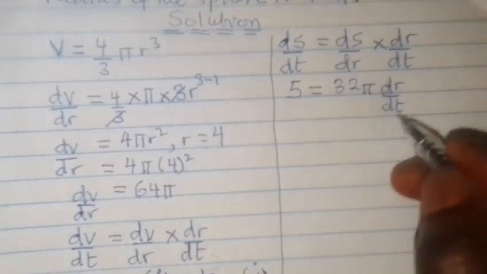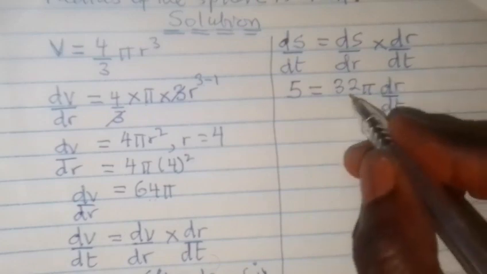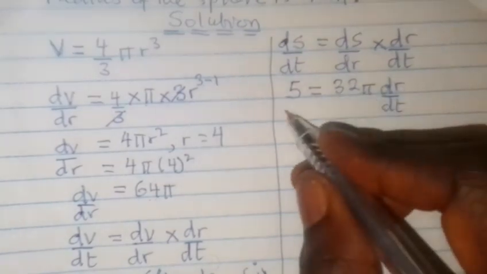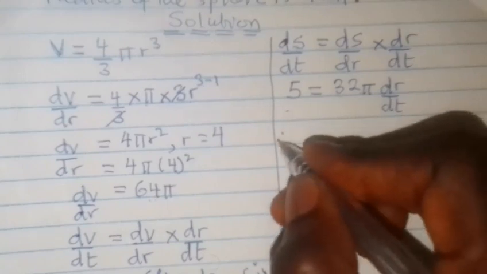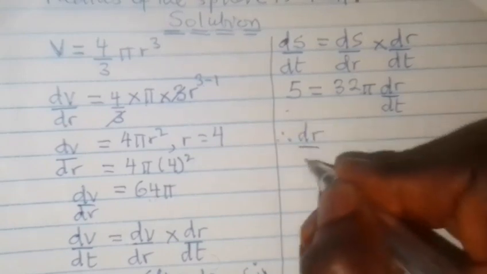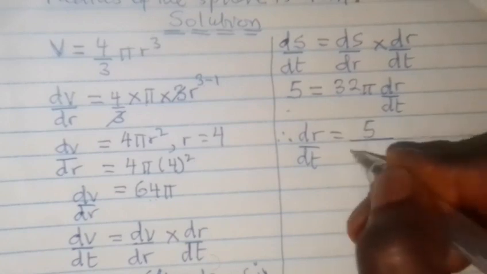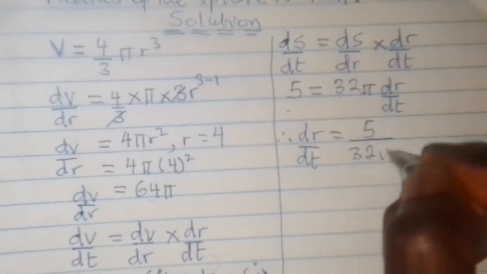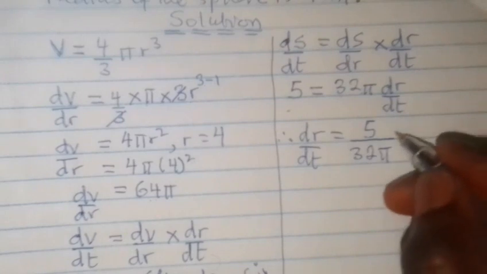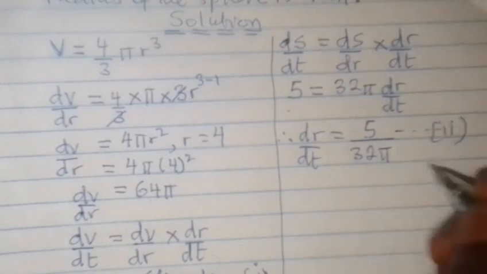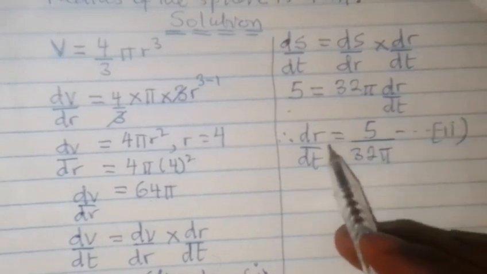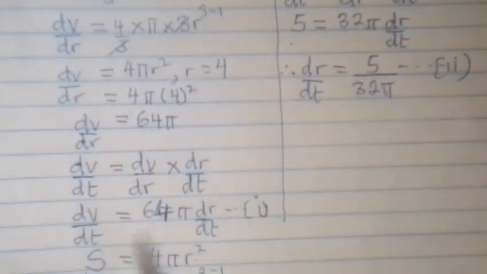So from this place, we can get the value for dr dt by bringing this 32 pi down. That is, it's going to be under 5. So therefore, our dr dt would become 5 all upon 32 pi. So let's call this equation 2. All right. So now we are going to put this value for dr dt, we are going to plug it into equation 1.